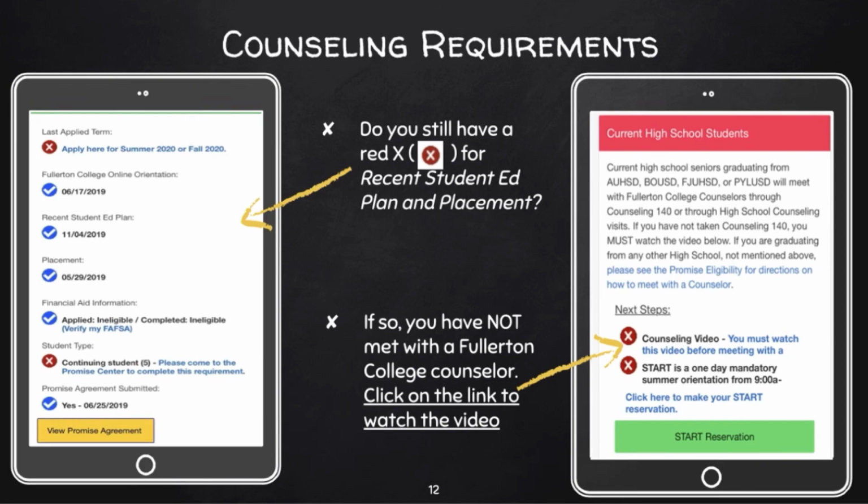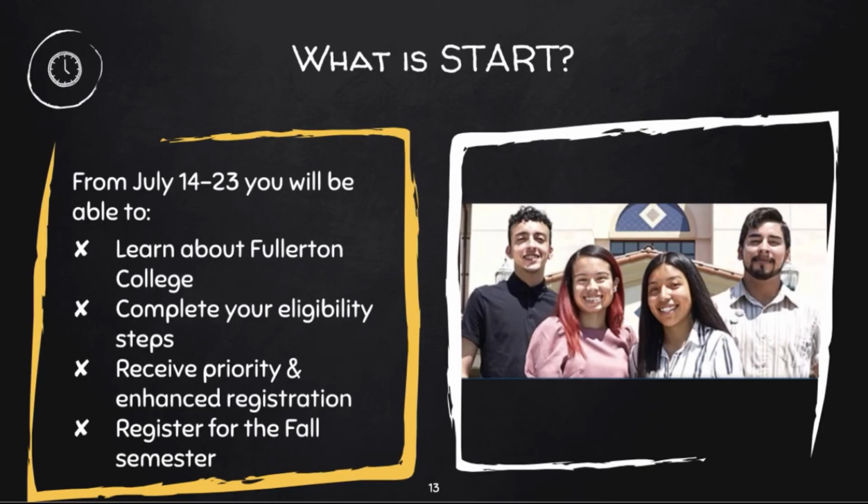The last thing we will talk about today is START, which stands for Summer Transition and Registration Time. You will sign up for 1 day between July 14th through the 23rd. Even though you may have already met with the counselor and received an educational plan with the classes you need to take, it does not mean that you are enrolled in those courses. During START, you will have priority and enhanced registration to select the best schedule that fits you. This is an opportunity to learn about the programs and services at Fullerton College.